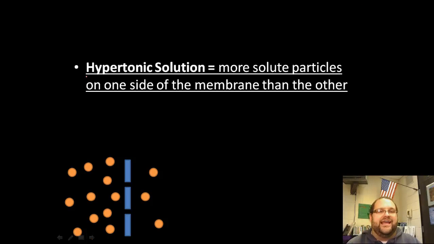Okay, the last one, a hypertonic solution. So this one would be hyper. So here's our hypertonic solution. It has more salt particles than the other side of the membrane. And remember that water is going to rush towards the hypertonic. Right? So water rushes towards the hypertonic.